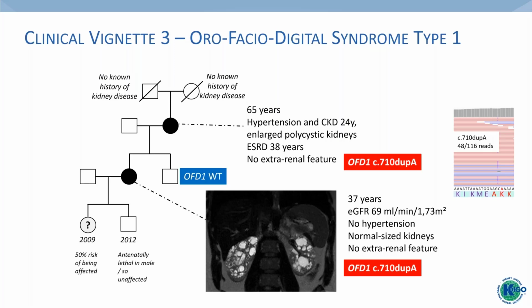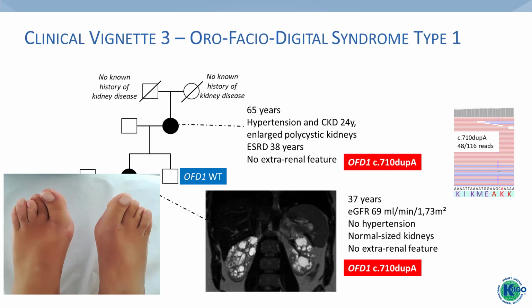OFD1 is a ciliopathy with different manifestations, including oral abnormalities such as cleft palate, digital manifestations, and polycystic kidneys with kidney failure in 70% of individuals, at a very variable age ranging from adolescence to late adulthood. In fact, these patients had brachydactyly and syndactyly of the toes, as you can see here. And this underlines the importance of deep phenotyping in addition to genotyping.